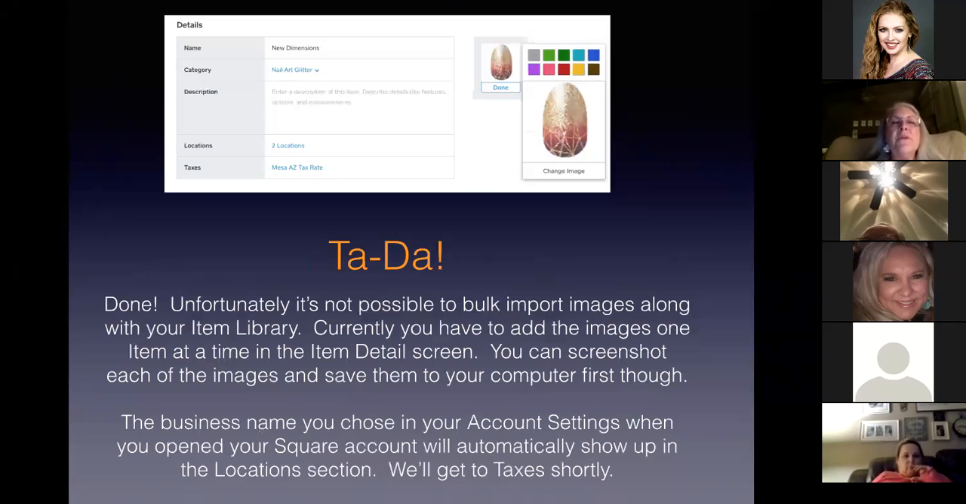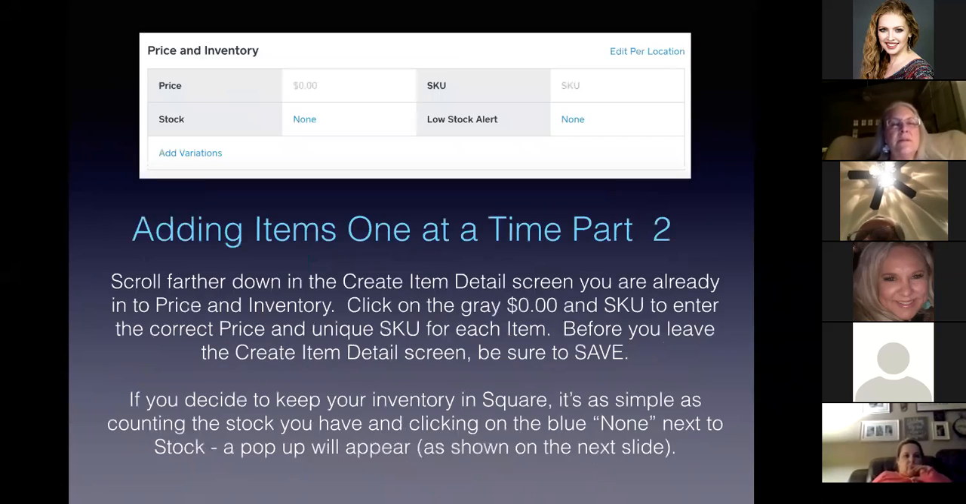There are a couple of things that it is not going to have filled in. It's going to fill in a location, and that's going to be your business name. Here you see I have 2 locations. That's because I have one location I call Color Street and one location I call Ann's Nails to Go. So it's also going to have the tax rate, and that's a place that you can double check to make sure that you have the right tax rate.